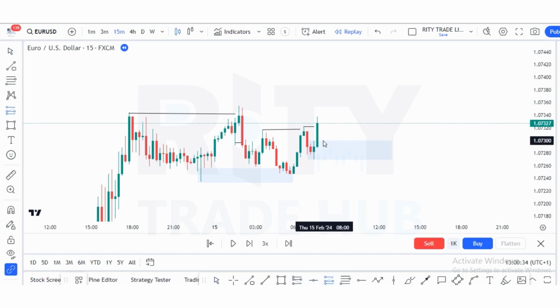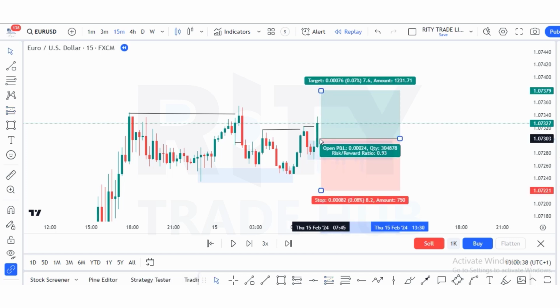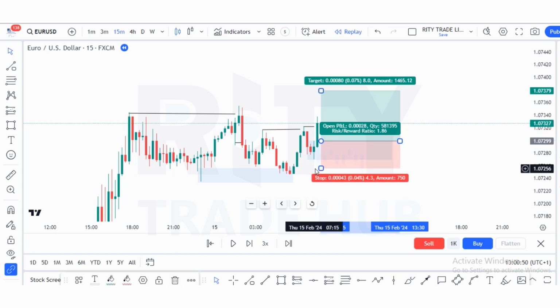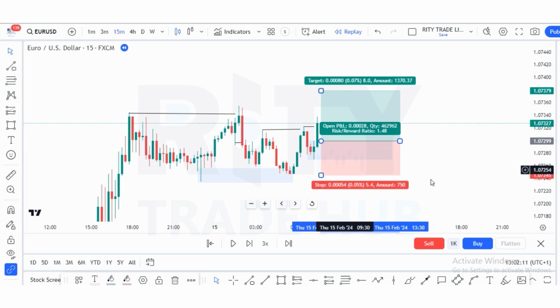Remember, this is going to be our entry. Once price mitigates this zone, we can go long. So where is our stop loss? Some persons will want to set their stop losses around this zone. This is not totally wrong, but for a safer trade, we can set our stop loss around this zone, just below it, which is about 5 pips stop loss.